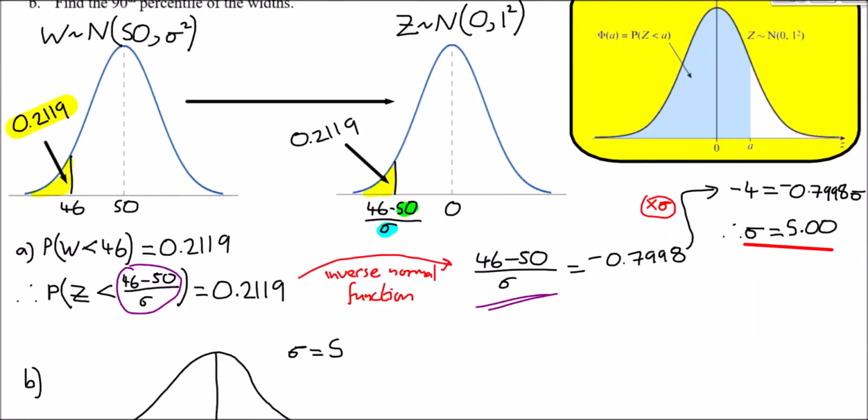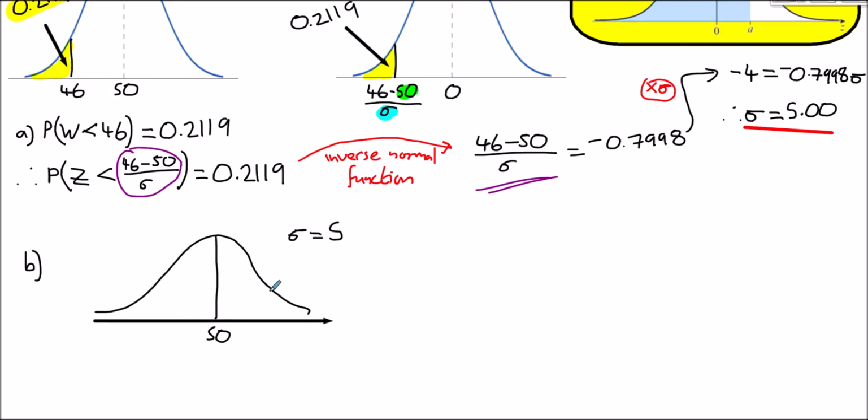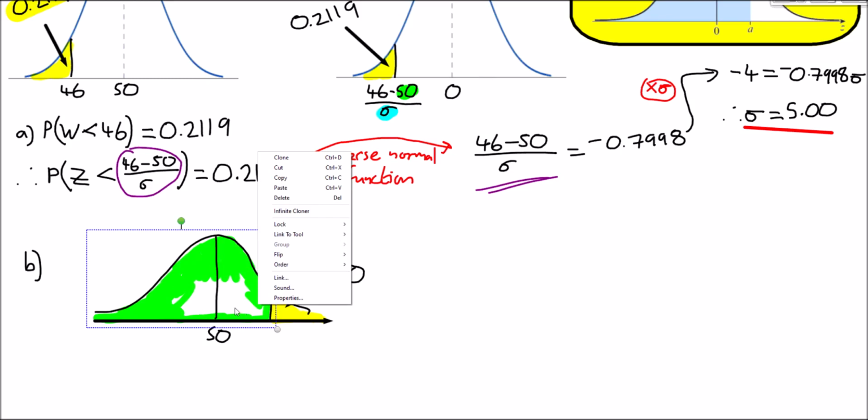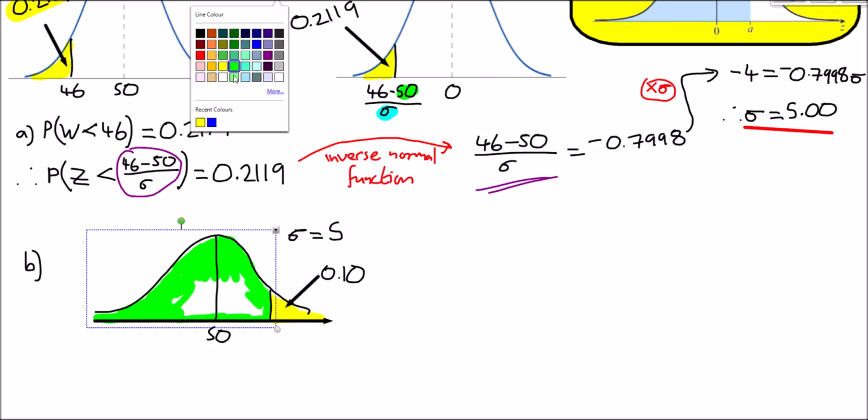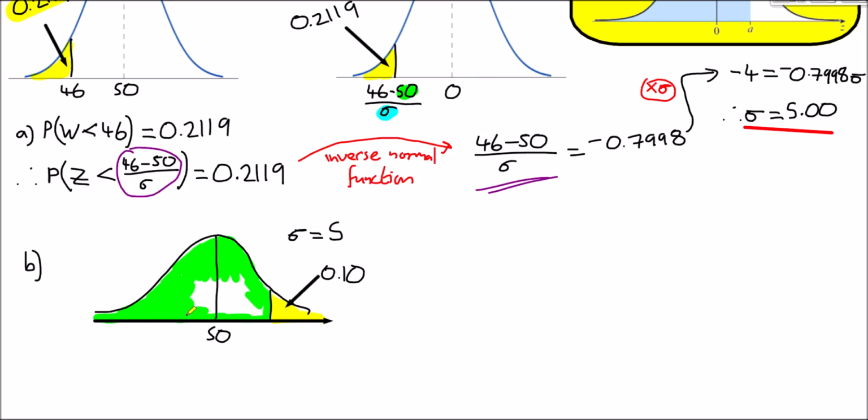So I'm trying to find the 90th percentile, which, as you should remember from year 12, is the particular point where we get up to 90% of the data. So in other words, that's going to be 0.10 in the tail. The stuff before is going to be 0.90. So all this in green is going to be 0.90, as in the 90th percentile.